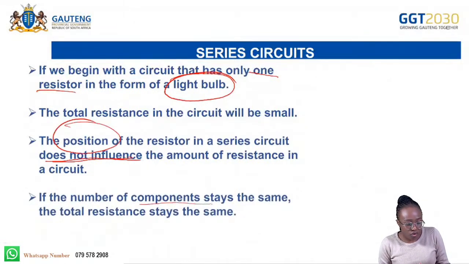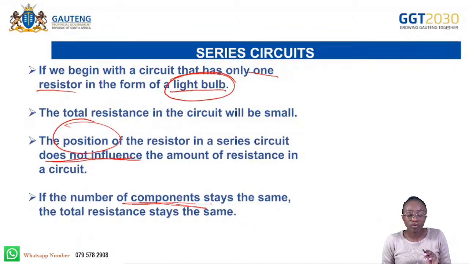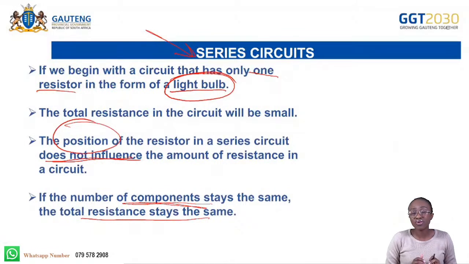Now, if the number of components stays the same, for example, if we stay with one light bulb and we don't add another component onto the circuit, the resistance is going to stay the same. So if the total number of components stays the same, the resistance will stay the same. This is with regard to series circuits. The position of a resistor within a series circuit does not affect the amount of resistance in a circuit. So you can swap bulb 3 with bulb 1, or swap bulb 1 with bulb 2, it doesn't affect the resistance.